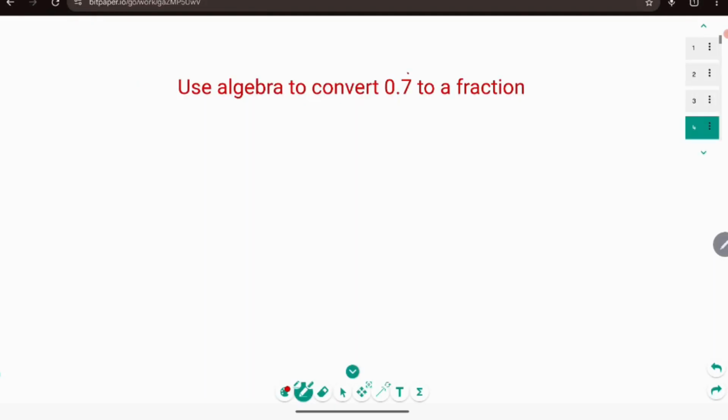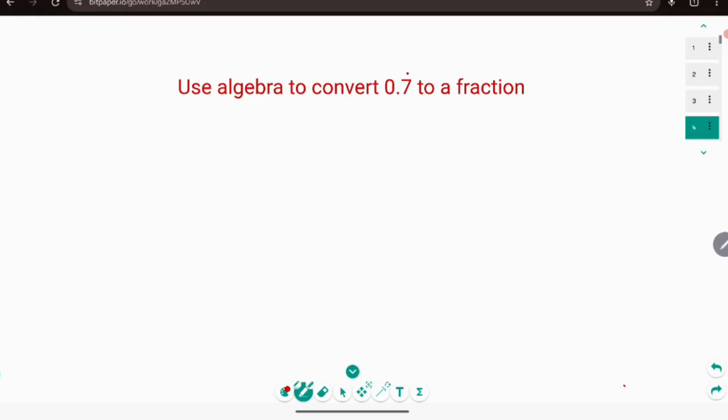Okay, so we need to know how to convert a recurring decimal to a fraction on the higher paper. And we're going to use an algebraic method to show it, because you can actually just use your calculator. But the way they ask the question, they want you to prove it or show it using algebra. And it's just really a straightforward method for all of these questions. Let me just show you how to do this.